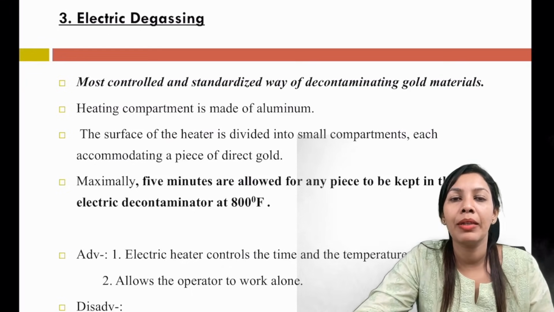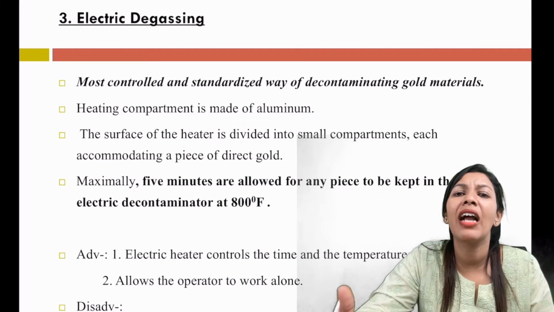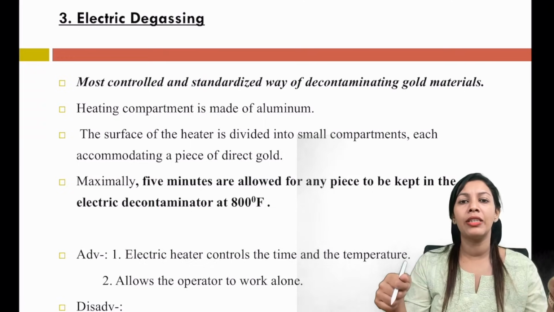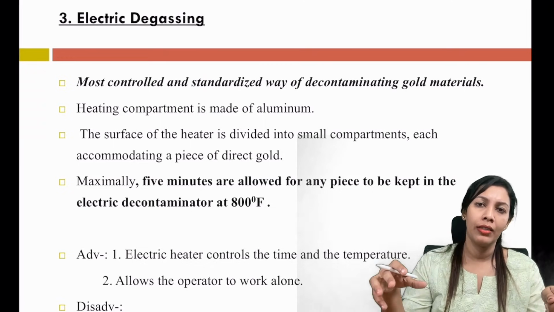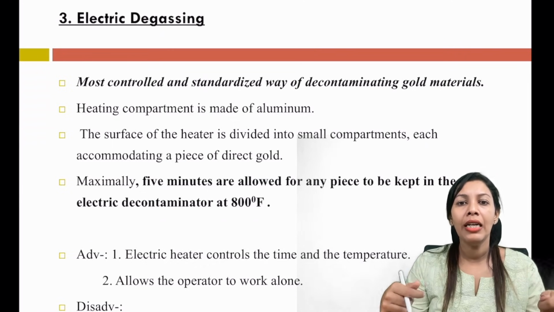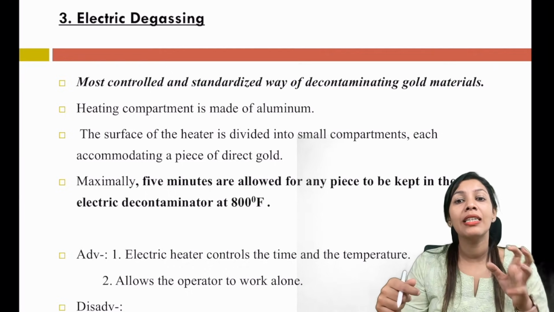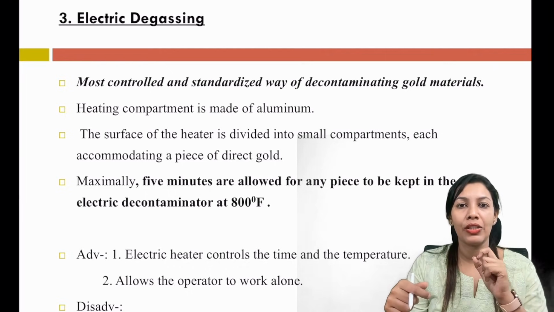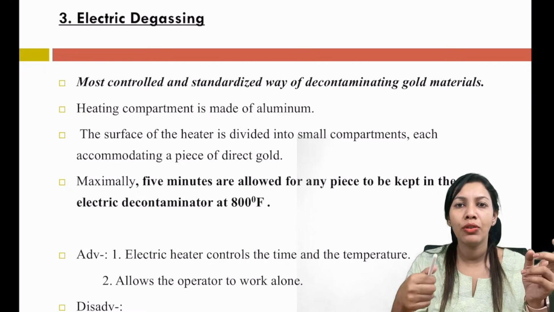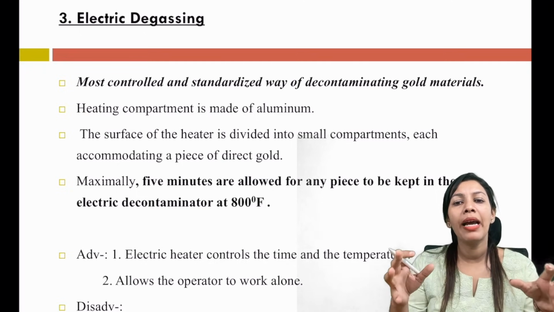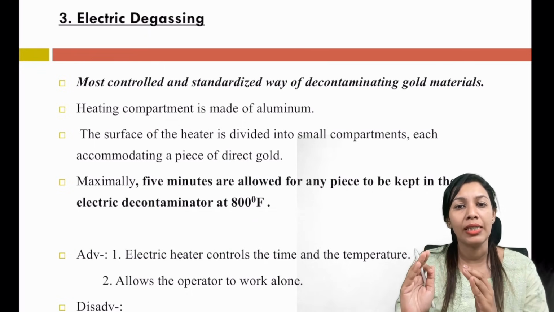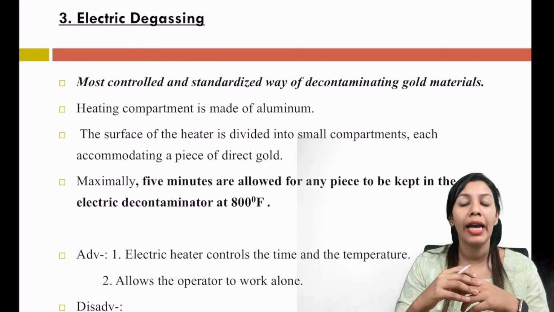Next there is something called electrical degassing. It is like the oven we have seen, right? What we do is place a lot of our gold particles on the electrical degassing unit at 800 degrees Fahrenheit. That is the temperature. The advantage is that it is not time consuming. In the other case we have to do each piece individually. Here it will be done at a particular controlled temperature and time. It also allows the operator to work alone.